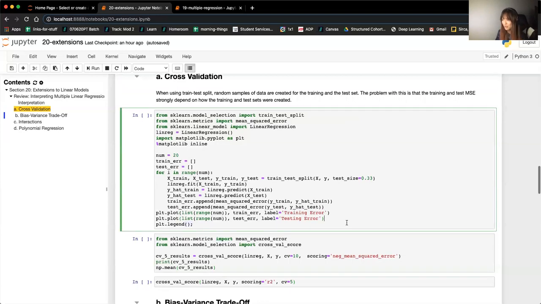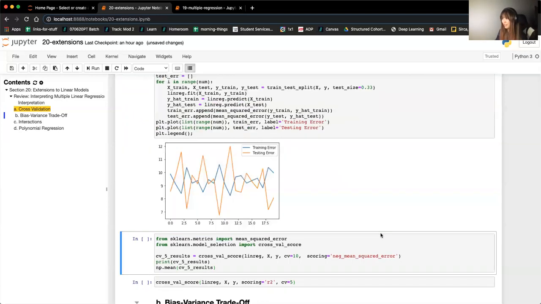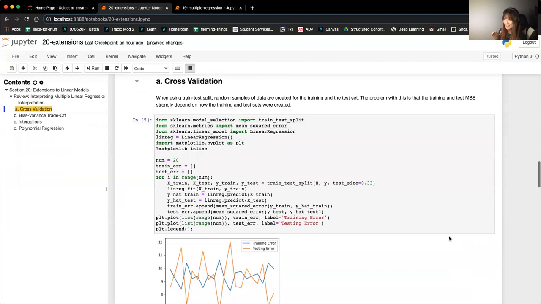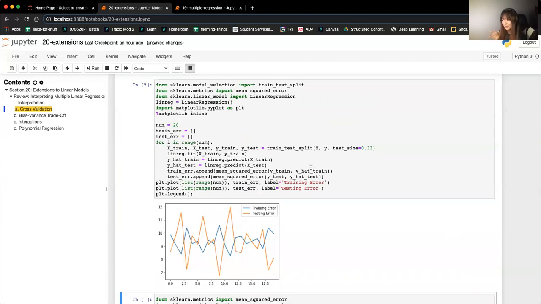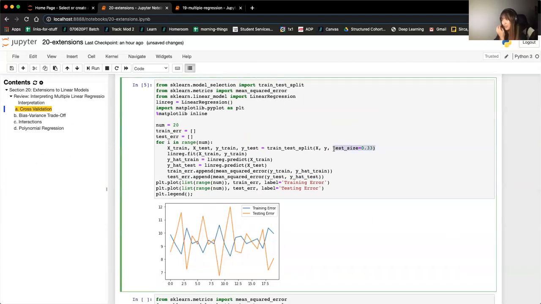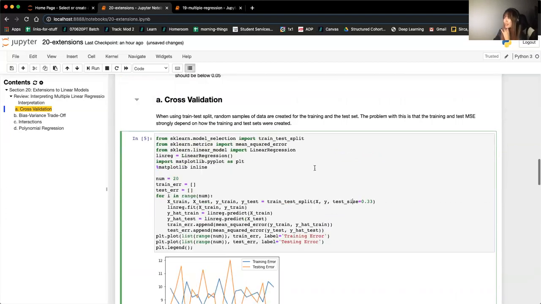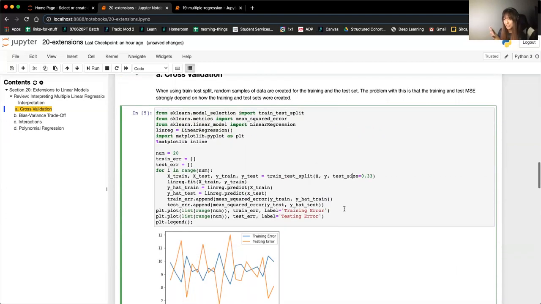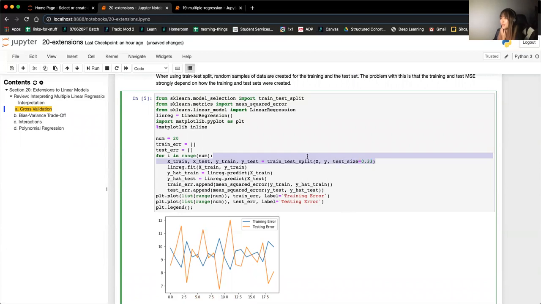Just quickly to illustrate why we need to do that. This is just taking random train test splits, with a test set of 0.33. This is the same data and same regression. What we're doing here is running it 20 times to see how our train and test error vary depending on the train test split.